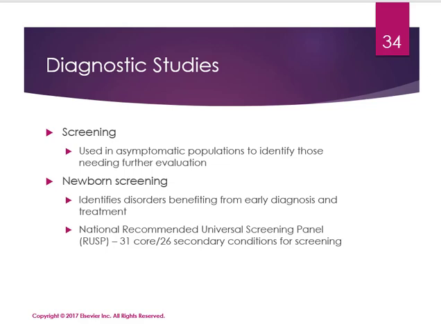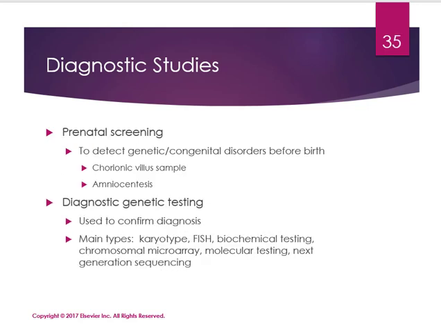Screenings may be used if there is asymptomatic populations to identify those that may need further evaluation. We know that there's newborn screenings which identify disorders that can benefit from early diagnosis and treatment. There's also the National Recommended Universal Screening Panel, the RUSP, which is the 31 core and 26 secondary conditions that are screened for. There's prenatal screening, which is used to detect genetic or congenital disorders before birth. We have diagnostic genetic testing, which is used to confirm a diagnosis.